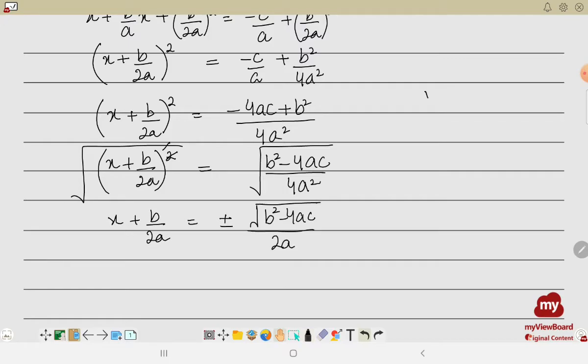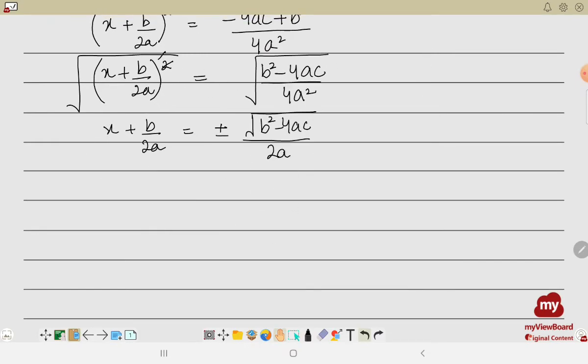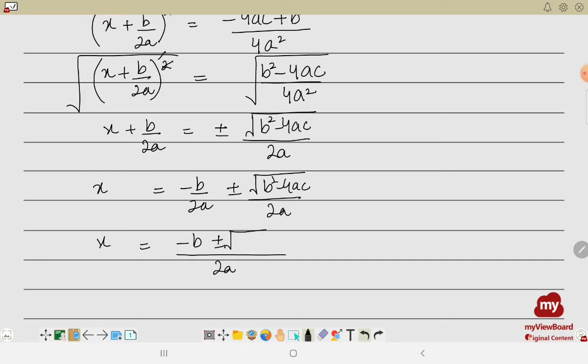After that we have to move b over 2a to the other side of the equation, and it will become minus b over 2a plus minus under the root b square minus 4ac over 2a. Now again there are two fractions, we'll make them one. This is going to be the LCM, and we'll write the numerator like this. So one time it will be in plus and the other time it will be in minus. So we actually got the solution of the quadratic equation.